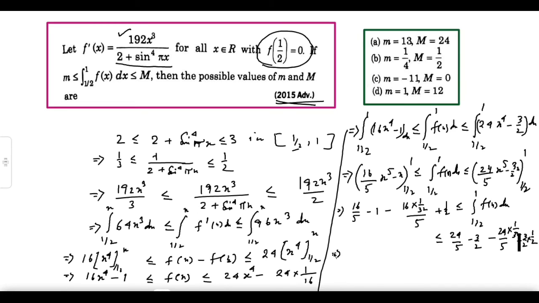Okay, then it will be 26 by 10 less than equal to integral half to 1 of f of x dx less than equal to 78 by 20. That is 2.6 less than equal to integral half to 1 of f of x dx less than equal to 3.9.